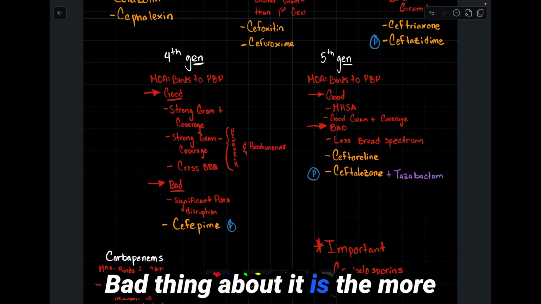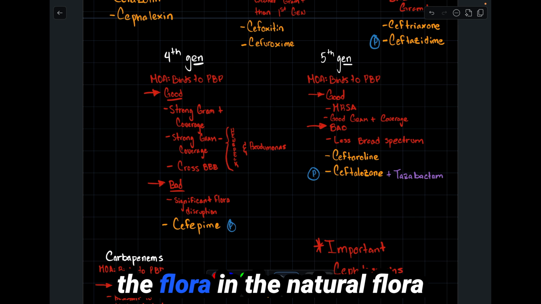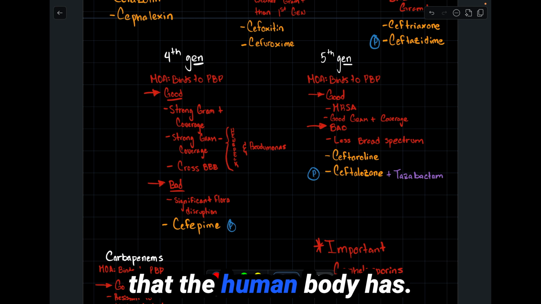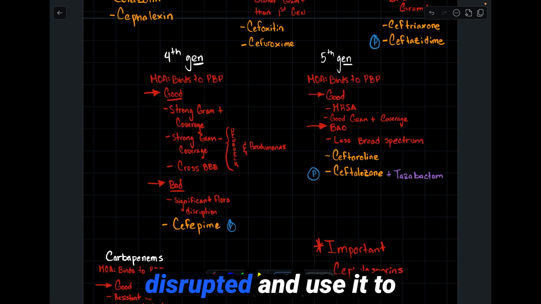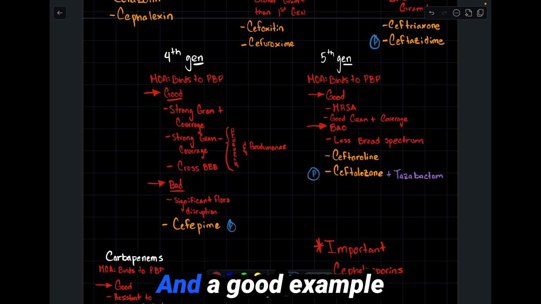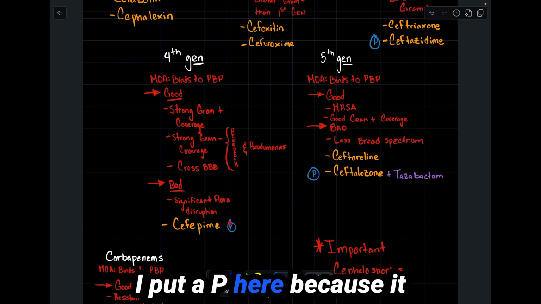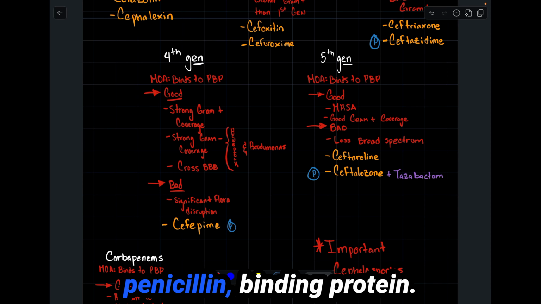The bad thing about it is the more broad spectrum you are, the more likely you are to disrupt the natural flora that the human body has. And there are opportunistic pathogens that are going to take advantage of the flora being disrupted and use it to then take over. One of them being C. diff, for example. And a good example is cefepime. I put a P here because it also has the ability to cover that specific pseudomonal penicillin binding protein.